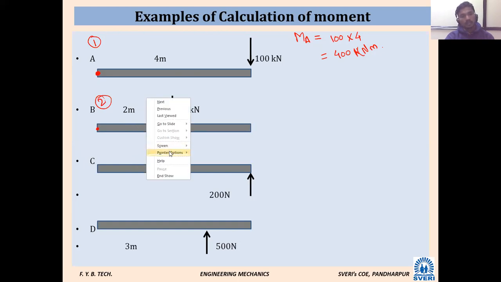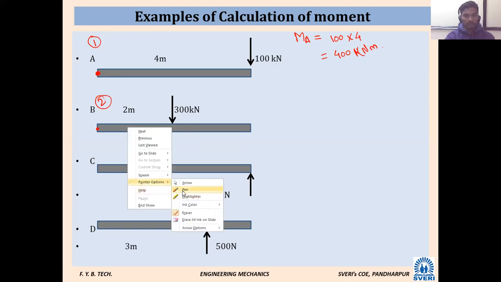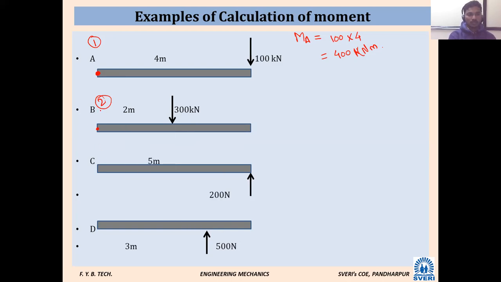No, that length of 2 meter is not for the complete rod. This length is only for this part. How much will it be? Simple. 600 kilonewton.